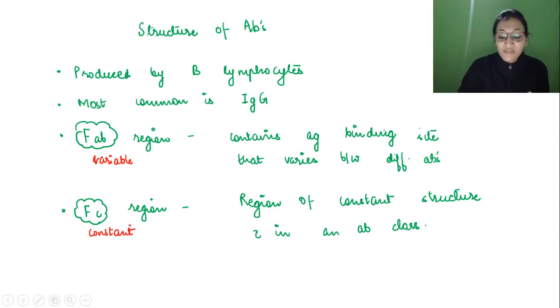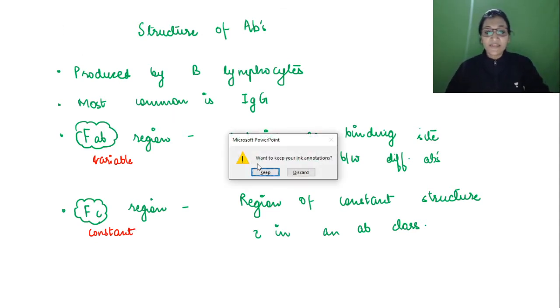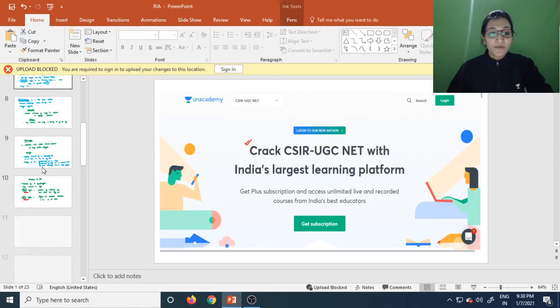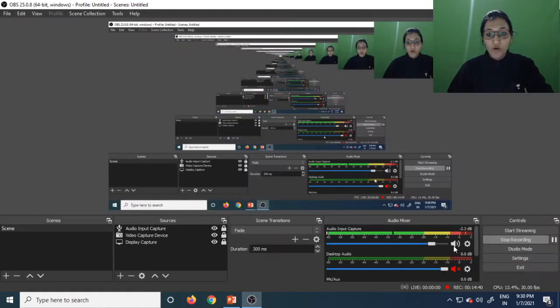Then we need to talk about the main topic, radioimmunoassay. We have just seen all the basics that we need to know for RIA. Now just give me a second, I'll add some slides and we'll continue with the topic. So just hold on for a sec.